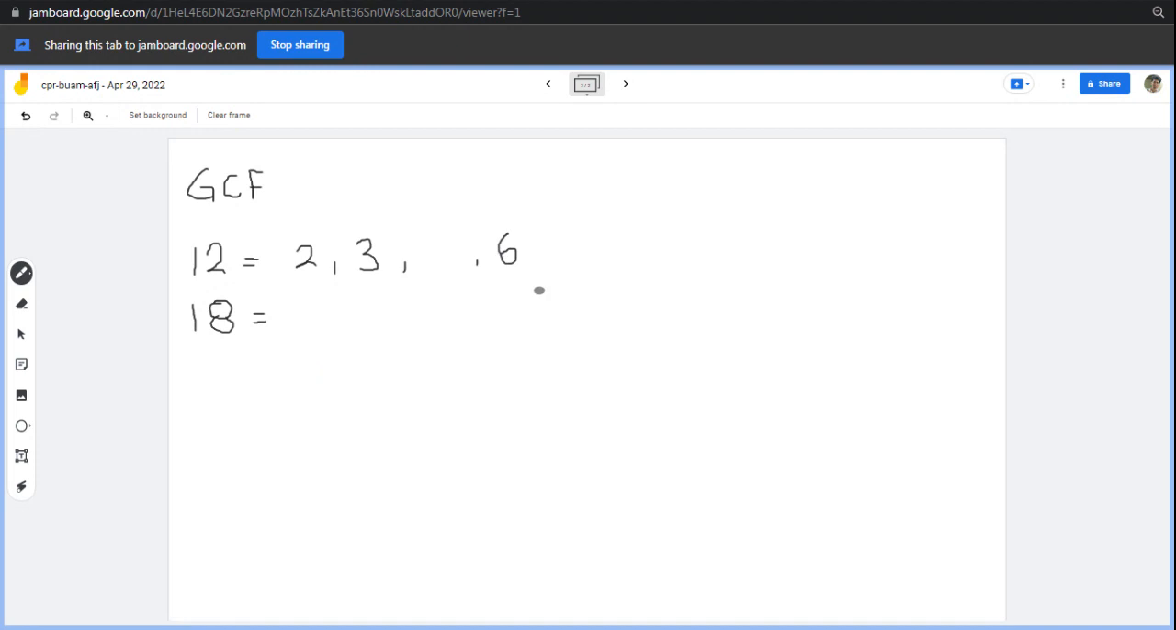What else? 4. Yon, very good. 4, diba? 12 divided by 4, that is 3. So, 4 is divisible. So, divisible by 4 is 12. Then, syempre, the last number, the number itself. The number 12. Okay? Isusulat din natin si number 12.